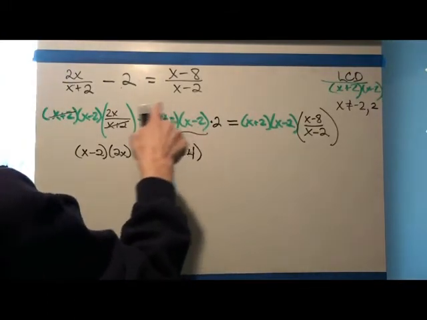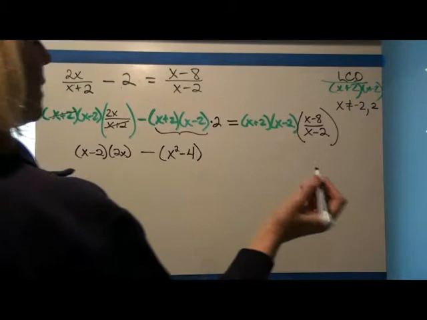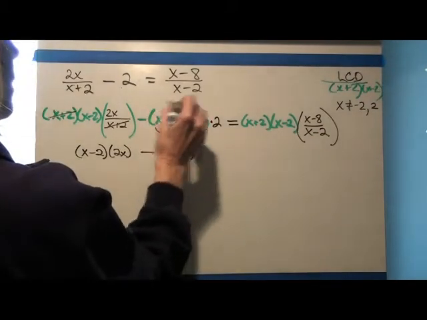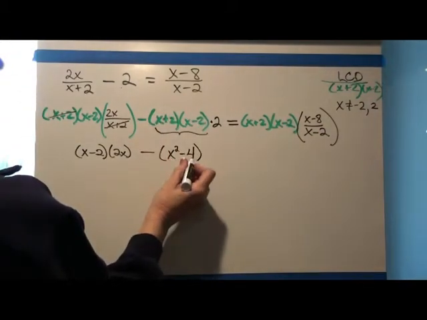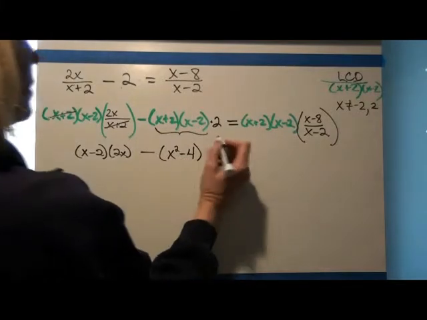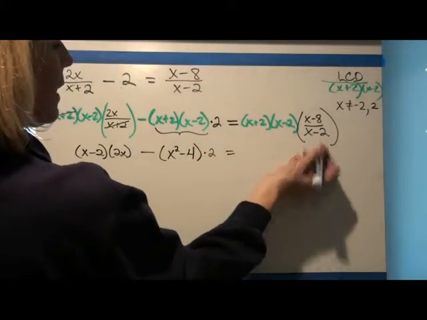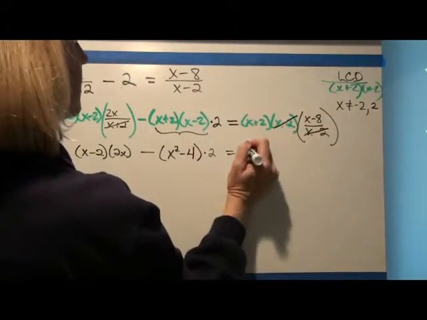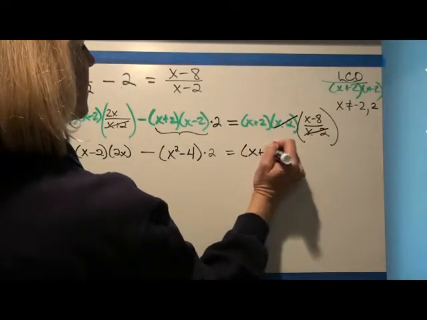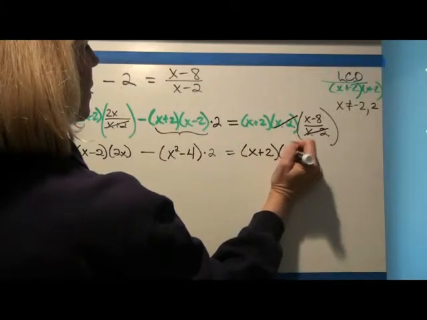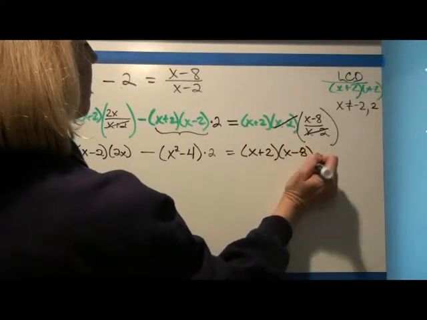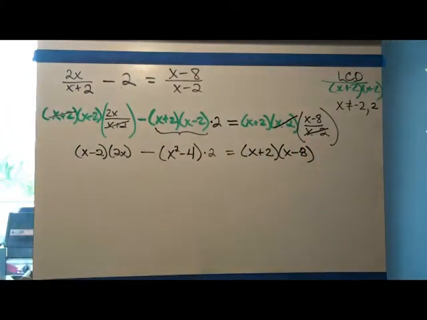If you aren't getting that off the top of your head, FOIL them and simplify them, and you'll get x squared minus 4 times 2. On the right hand side, the minus 2's will cancel. x plus 2, x minus 8 is left. And now we have an equation with no fractions in it, but we still have a mess to clean up.